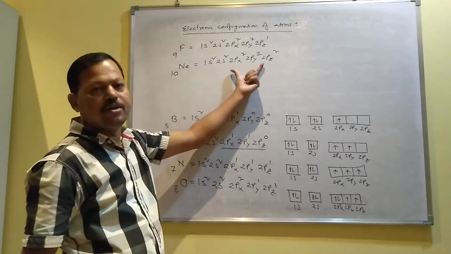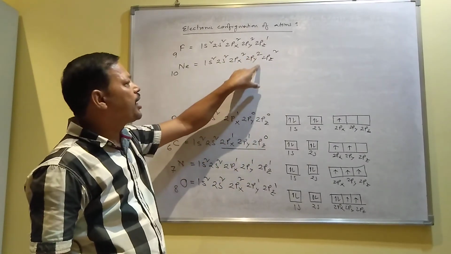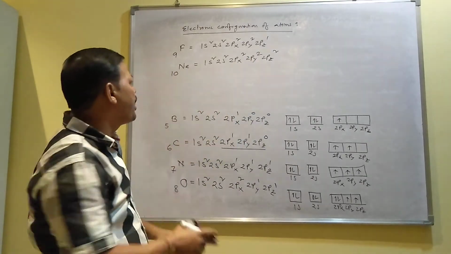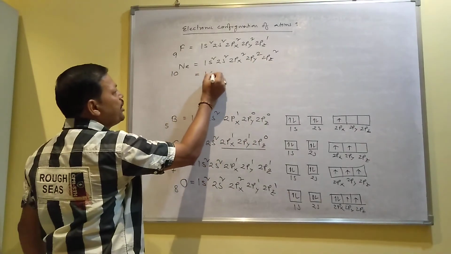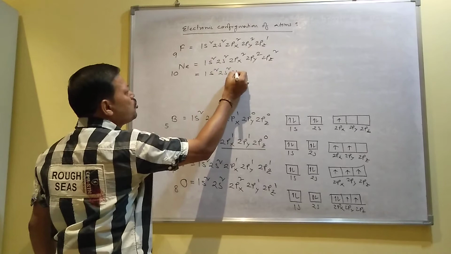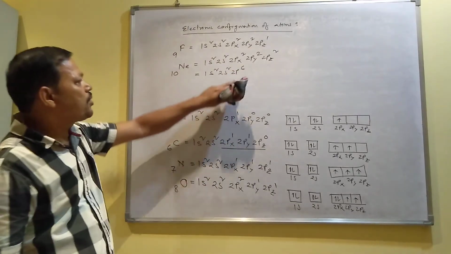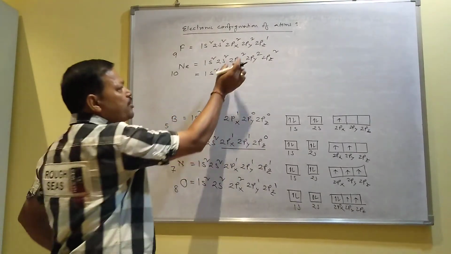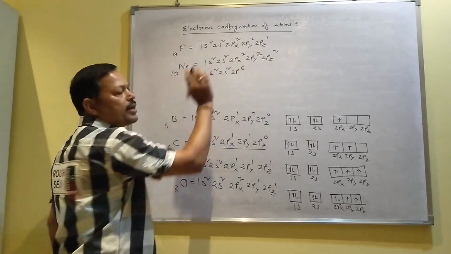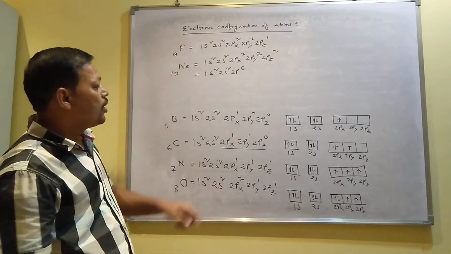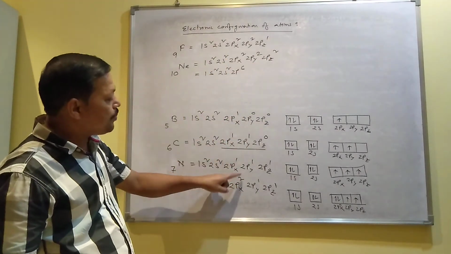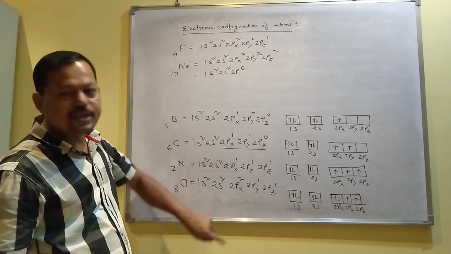Now each contains 2, 2, 2 electrons. I mean they are filled up. After that you cannot enter electrons in 2p, and that is why in case of neon you can directly write 1s2, 2s2, 2p6 also. That means this one is filled up, so there is no need to break it as 2px, 2py, 2pz. You can directly write 2p6. But when it is not filled up, then you have to write orbital-wise like this.